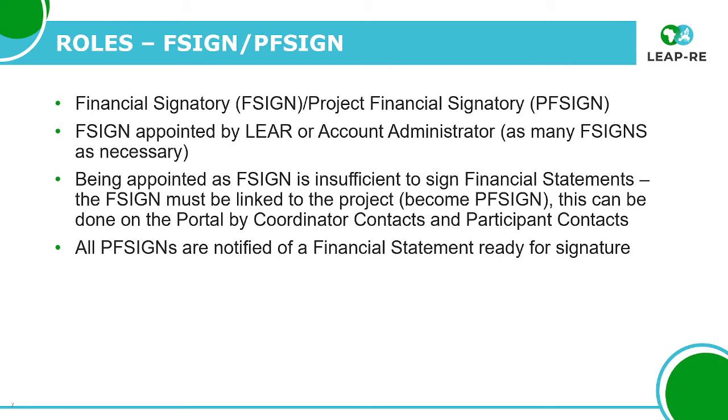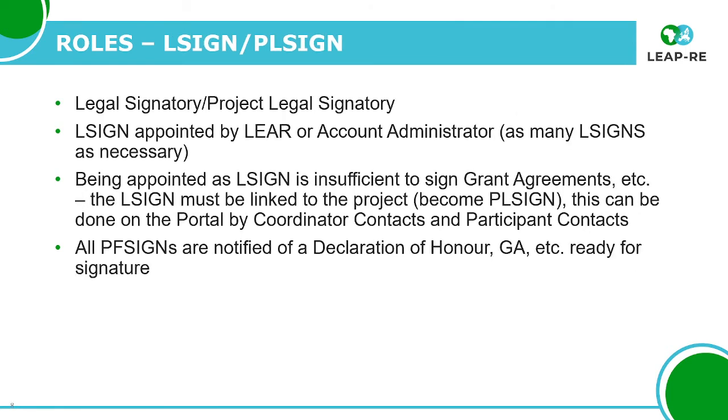The main role of PF-signs in the project is to sign financial statements during reporting. Note that F-signs cannot sign financial statements. They must be assigned to the project and become PF-signs for the project in question first. Whenever there is a financial statement to be signed, all PF-signs get an automatic email notification and any one of them can sign.